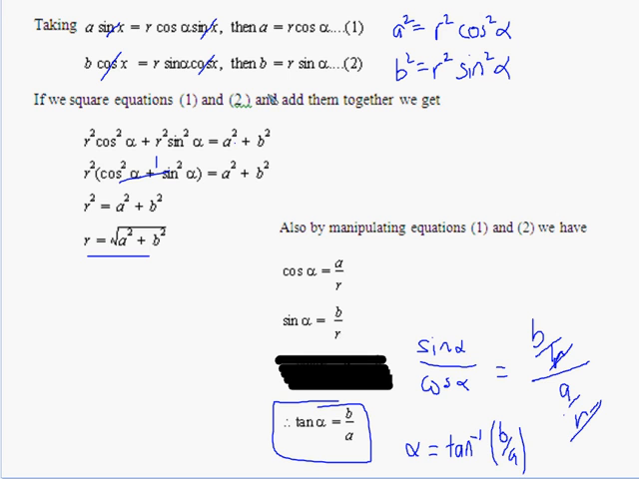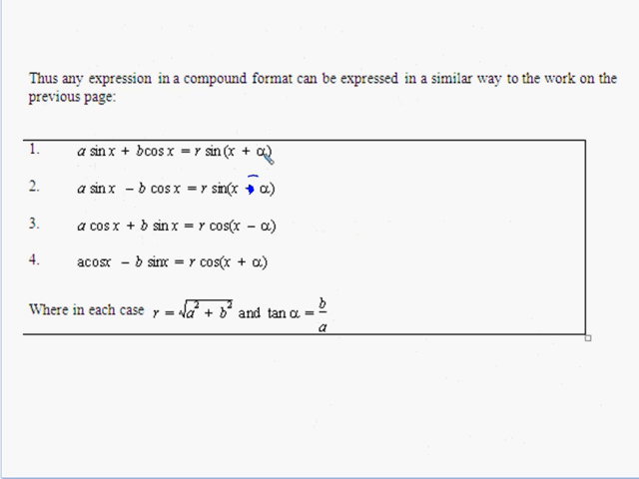So there's how we're going to get those values, and no matter what type of equation we get, we can write any of those in these formats. In each case, r is equal to the square root of a squared plus b squared, and tan alpha is equal to b on a, whatever the b value is there. So that's how we're going to be doing that in the next few questions.